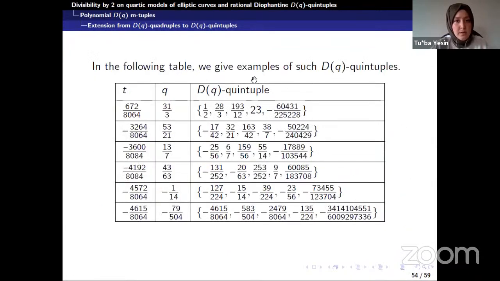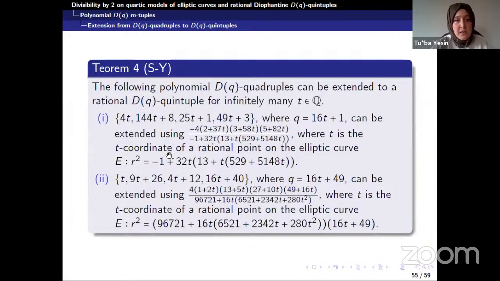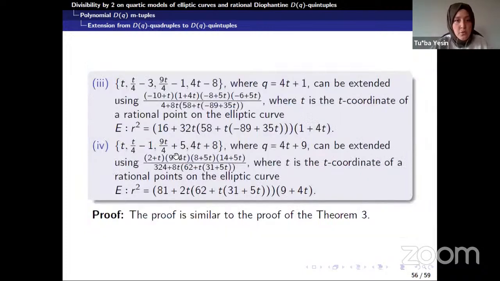Here is a table. If we use this t, we can get this quintuple. These first 4 numbers are given by the main theorem. Here is this, and we can also find other such examples for this type of quadruple. For instance, this quadruple can be extended to a quintuple by using this elliptic curve because its Mordell-Weil rank is positive. And this is the same for the second one, the third one, and the fourth one is here.